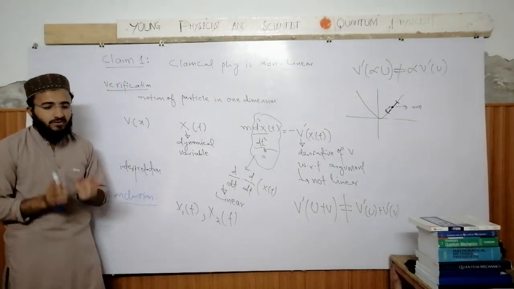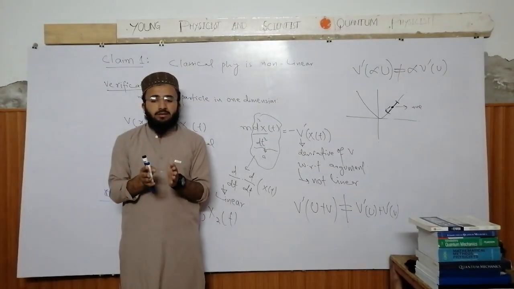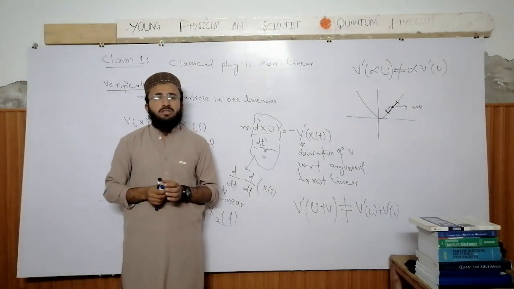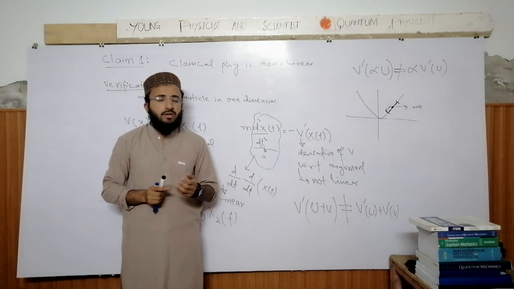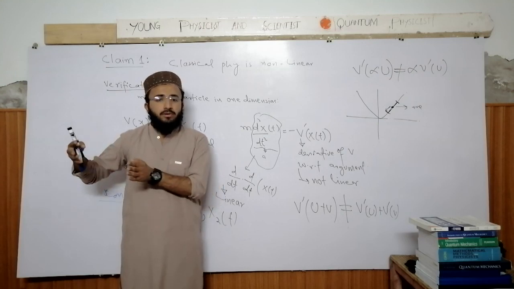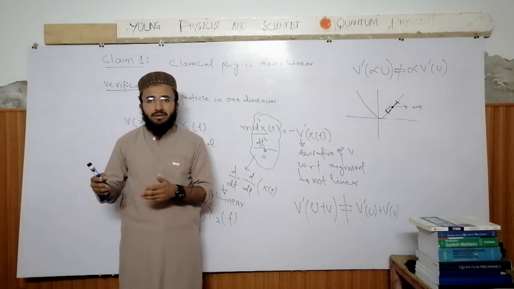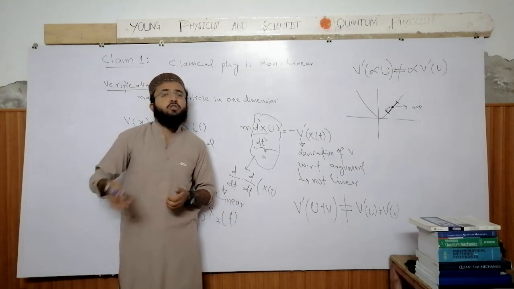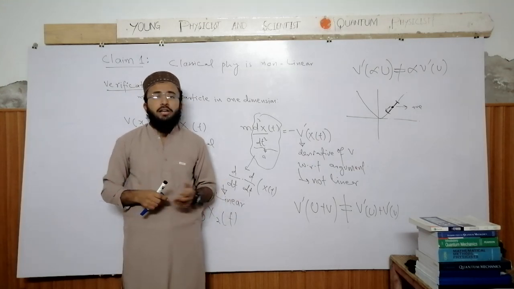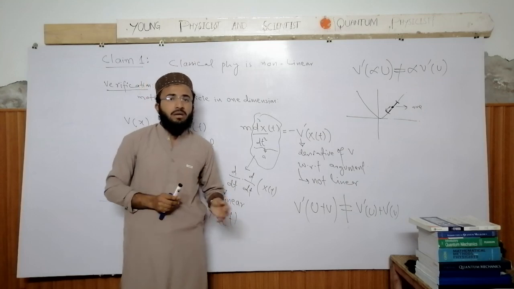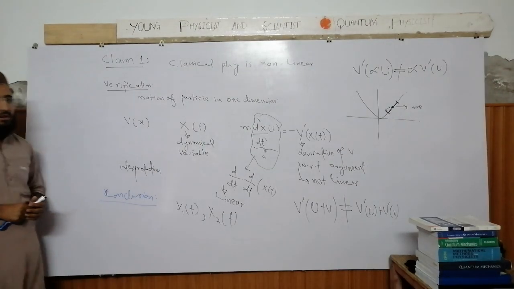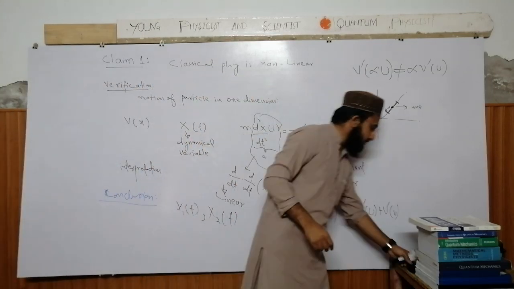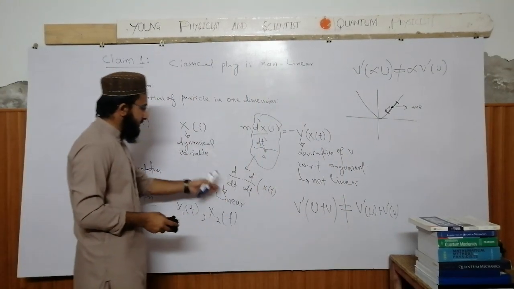In this claim we studied that classical physics is non-linear, meaning it is too difficult to analyze. For example, we have many-body problems. In 2 dimensions you can solve it easily, but in 3 dimensions Newton didn't solve it. That is too difficult and too complicated, so that is why we call it non-linear. This is the main concept behind claim number 1. Now we will have claim 2, so let's come towards claim 2. I hope that it will be clear for you.